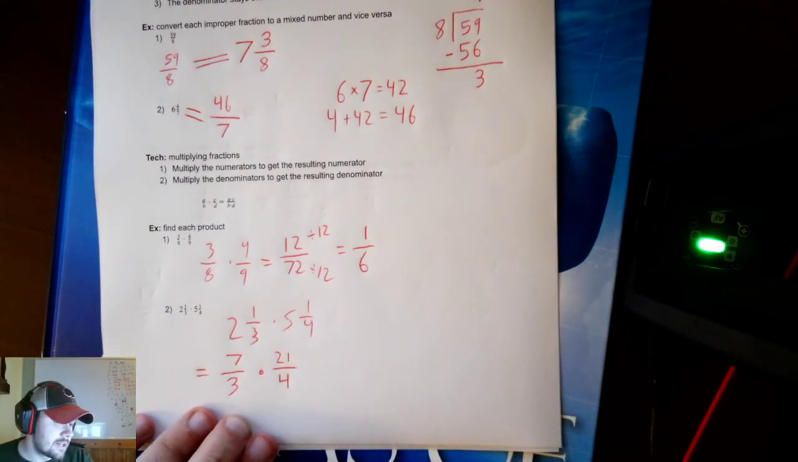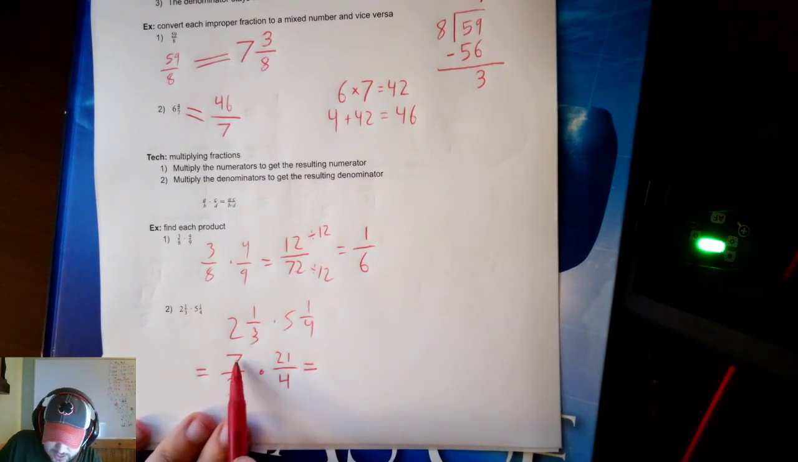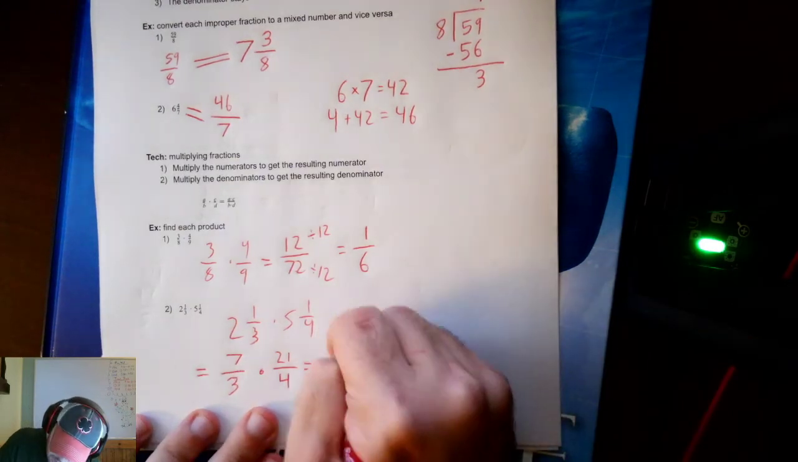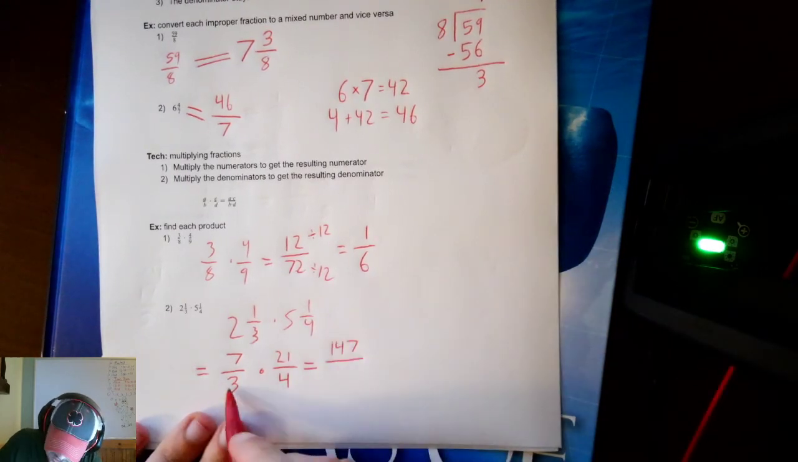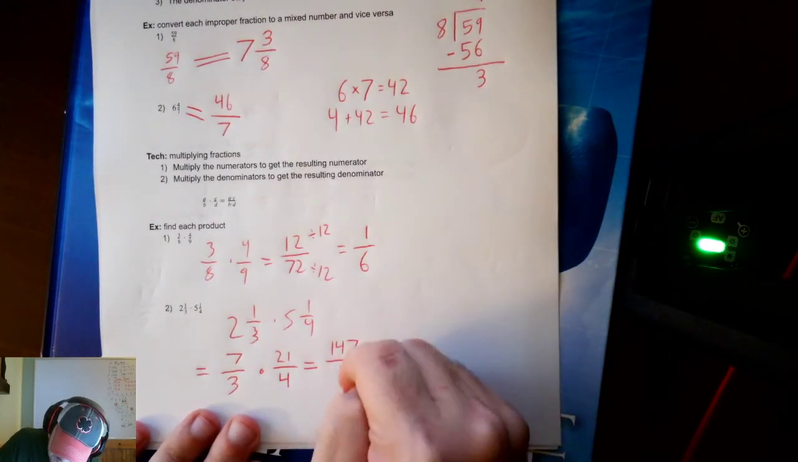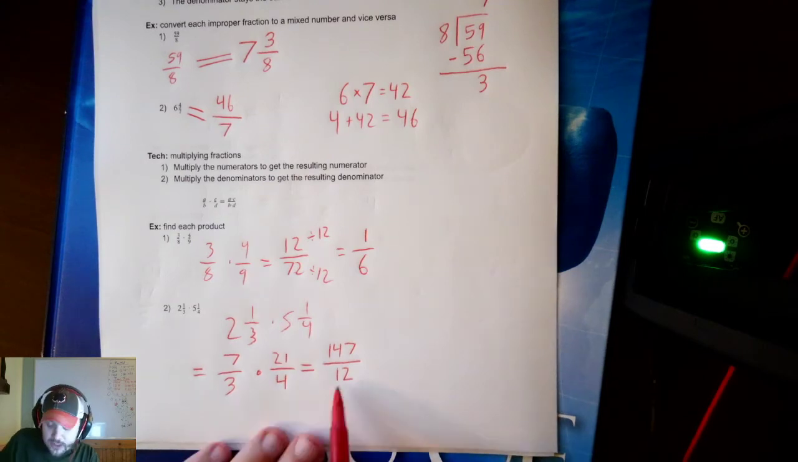So I've converted my numbers. Now I will multiply. I go straight across. 7 times 21 is 147 over 3 times 4 is 12. Now, I should always double check if I can reduce or not. Now, it might not be obvious whether you can reduce this, so you might want to do some trial and error. What numbers divide 12?